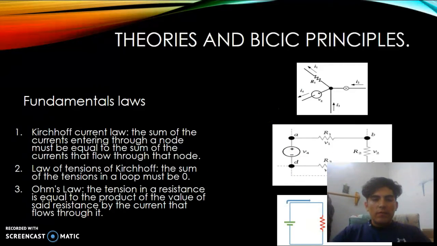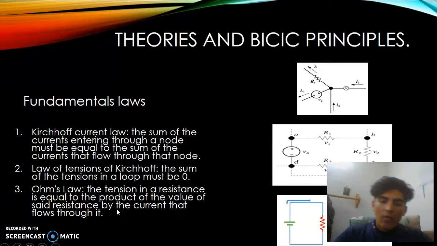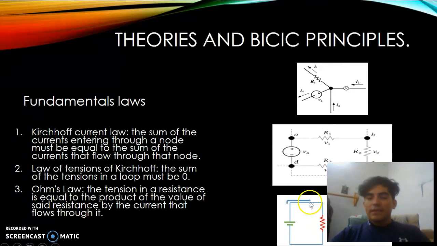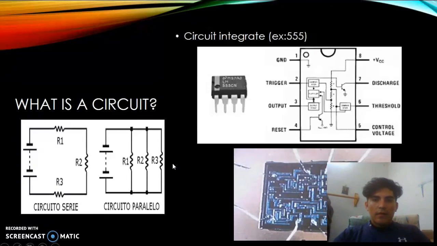And Ohm's law. The tension on the resistance is equal to the product of the value of the resistance by the current that flows through it. This is the basic foundation of all things and the principle of electronics. It says intensity is equal to voltage divided by resistance. This is the formula.